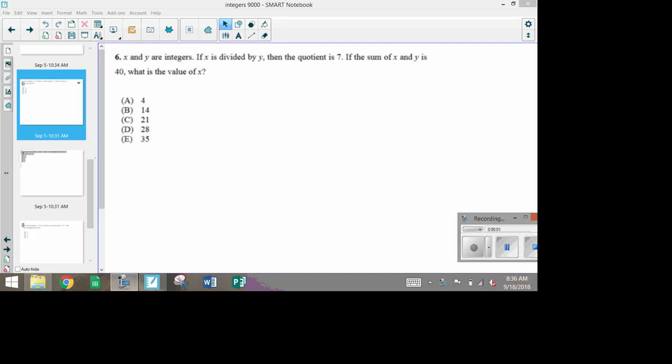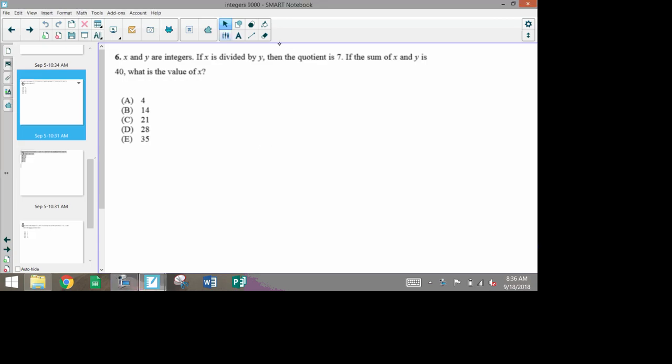x and y are integers, x divided by y, the quotient is 7. Before I do this, I'm going to ask a very hard question to you, which is 20 divided by 4. How many times? 5 times. 5 times 4 is equal to 20. We subtract, the remainder is 0.